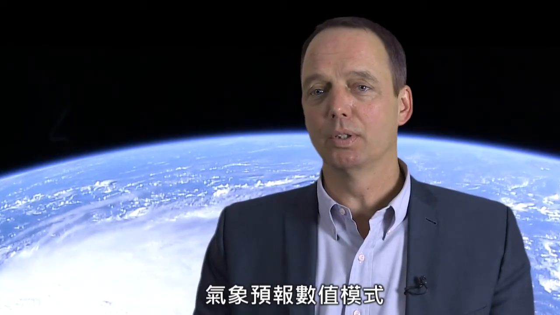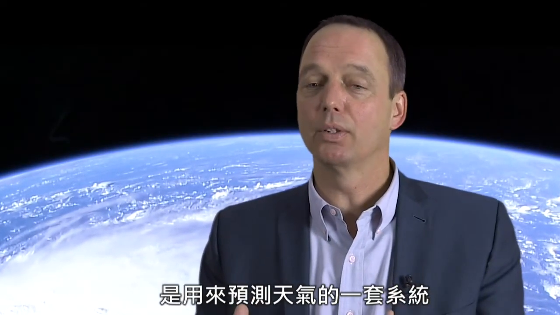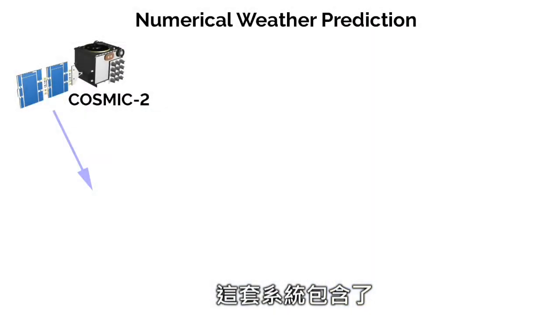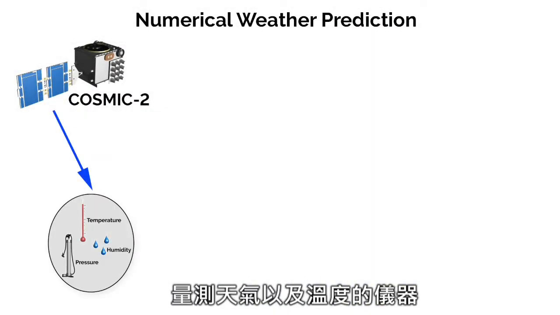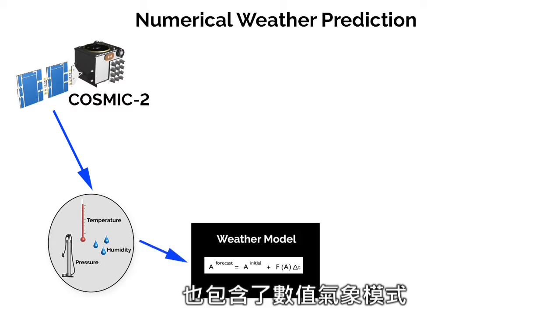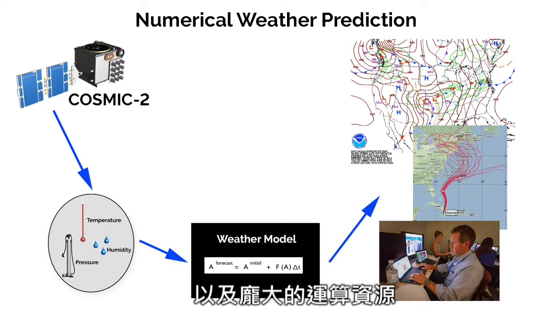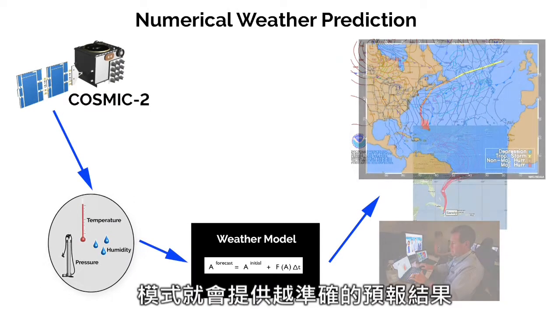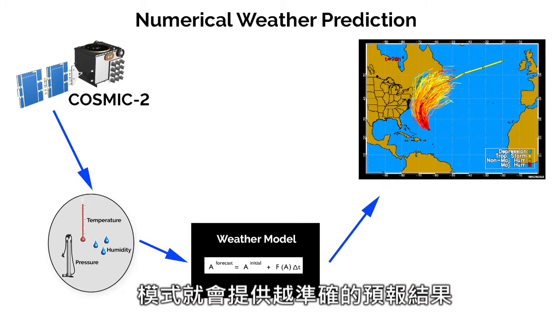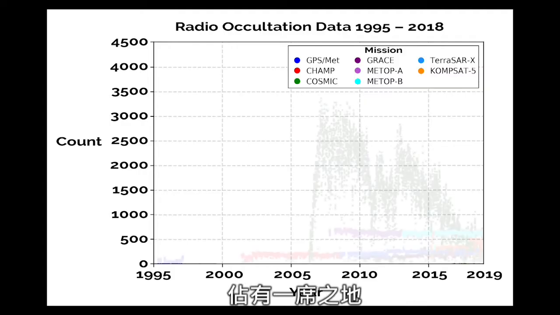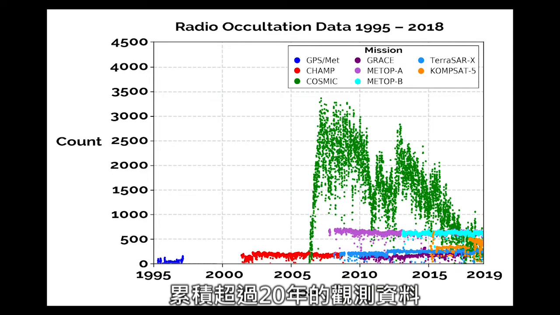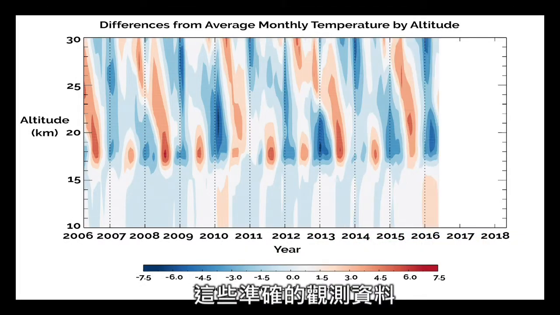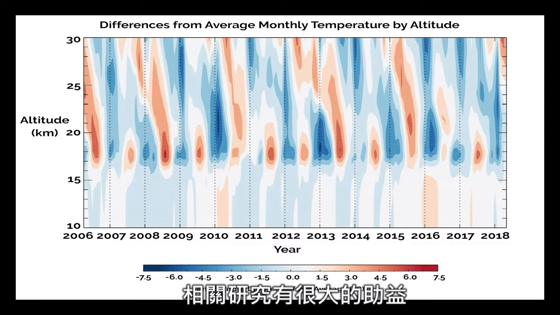Numerical weather prediction is a system we use to forecast the weather. And this system includes instruments that measure the weather and the temperature. It includes a numerical weather model, and it includes very big computers to process all of these data and produce forecasts. The more accurate data you have going into your system, the more accurate your forecast will be coming out. Radio occultation data are important for climate studies because we now have a record that spans more than 20 years from COSMIC, and having this accurate data set helps us study the changing climate of the Earth.